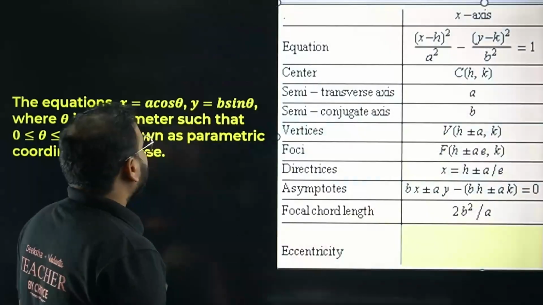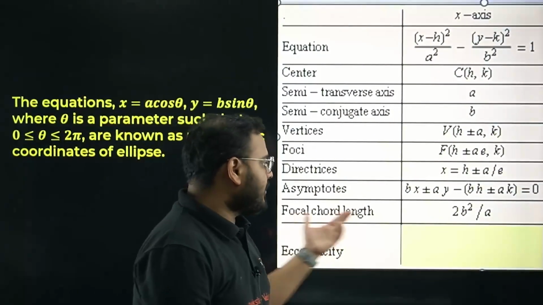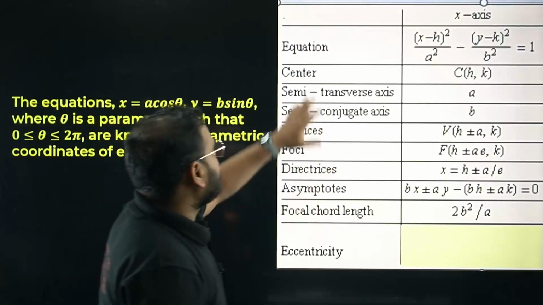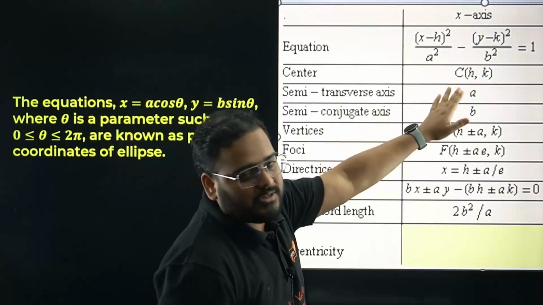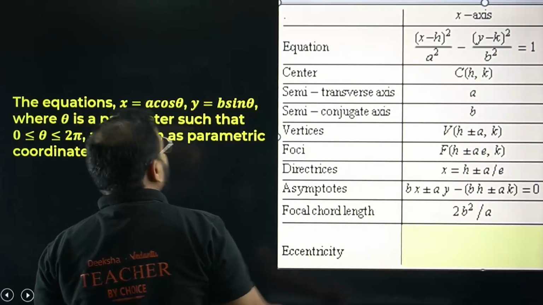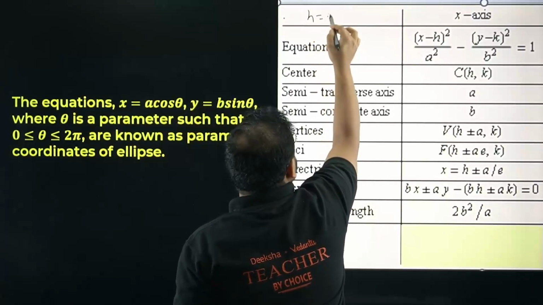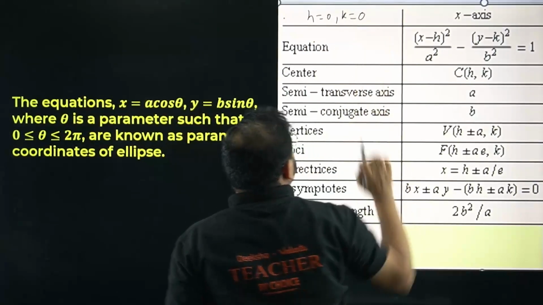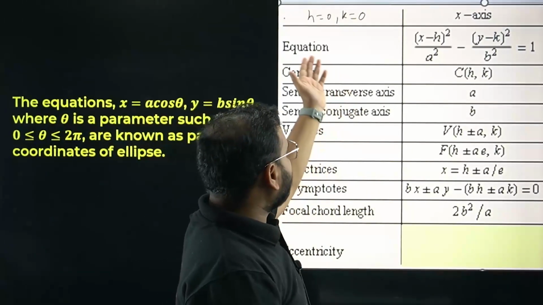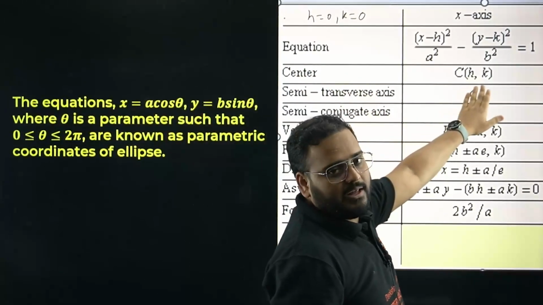Moving on now. I've taken one of the features over here for all the formulas at one place. Equation when it is not at the origin. When it is origin, what will happen? Please tell me. H will become 0 and K will become 0, for the case where the ellipse center is at the origin. So it will become 0, 0. Otherwise it will be H comma K.